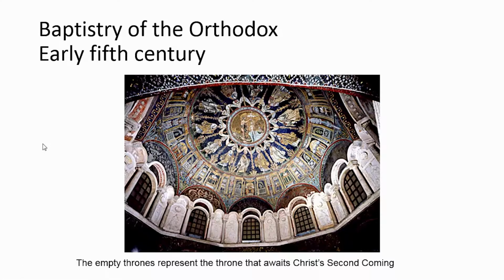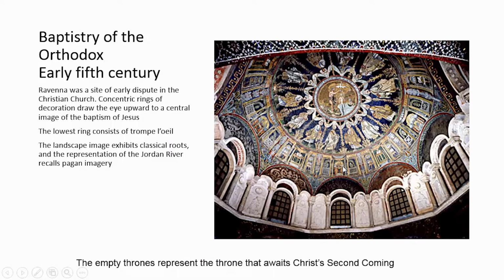Here's the inside of the Baptistry of the Orthodox. So again, very plain exterior, very beautifully decorated mosaics on the inside. All of these empty thrones around the bottom represent the thrones that await Christ's second coming. So Ravenna was a site of early dispute in the Christian church, and so there were different thoughts about different things in Ravenna, and Western and Eastern churches clashed somewhat.